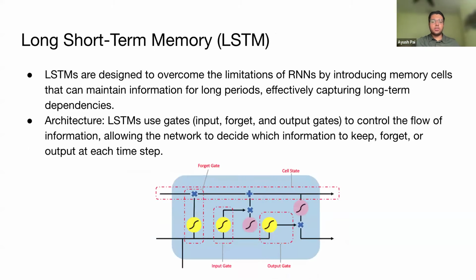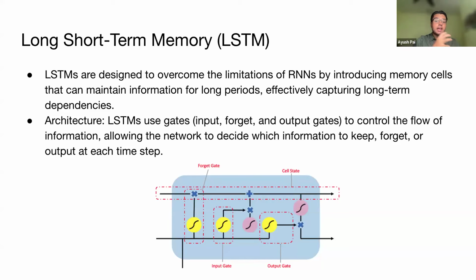So LSTMs, or long short-term memory networks, are designed to overcome the limitations of RNNs by introducing memory cells that can maintain information for long periods of time, really effectively capturing long-term dependencies. The architecture of LSTMs includes gates. There are three main gates: input, forget, and output. And that controls the flow of information.